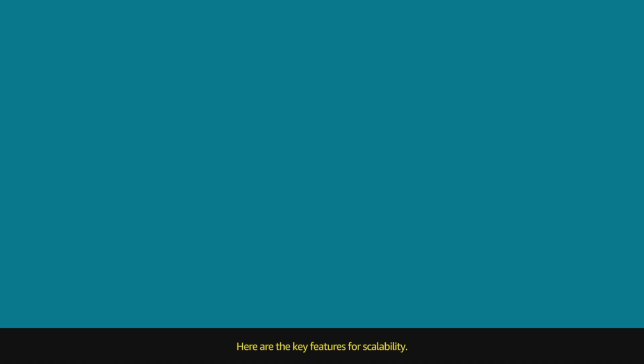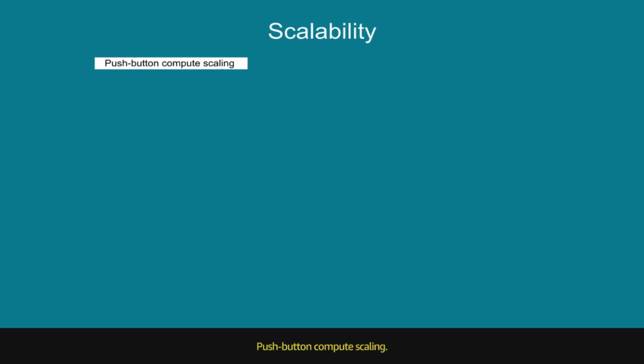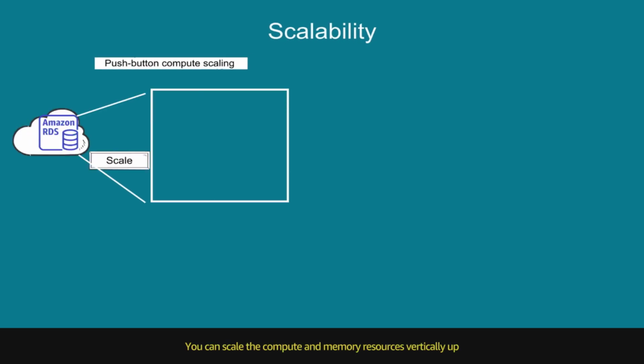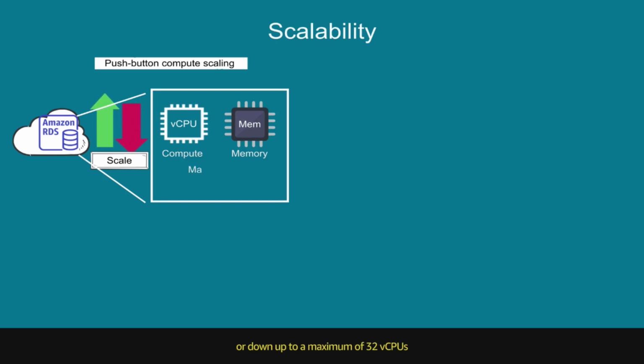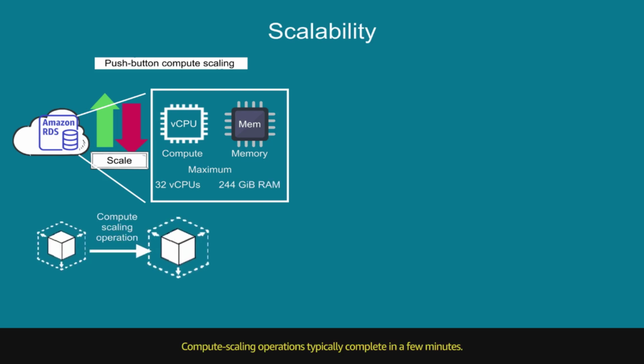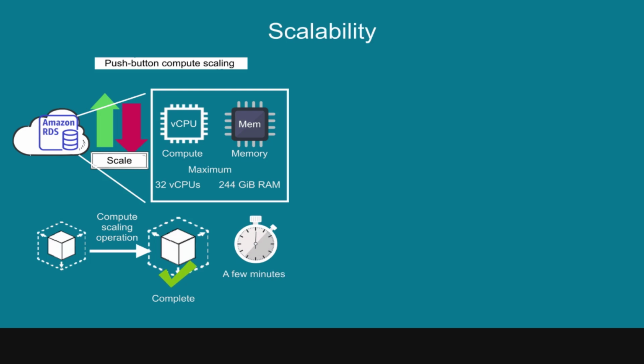Here are the key features for scalability. Push-button compute scaling. You can scale the compute and memory resources vertically up or down, up to a maximum of 32 vCPUs and 244 GB of RAM. Compute scaling operations typically complete in a few minutes.